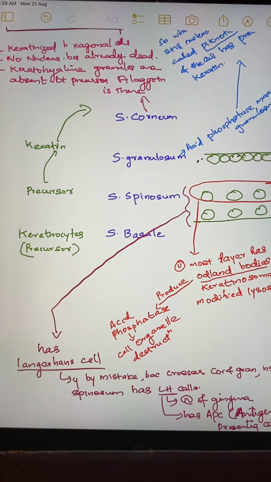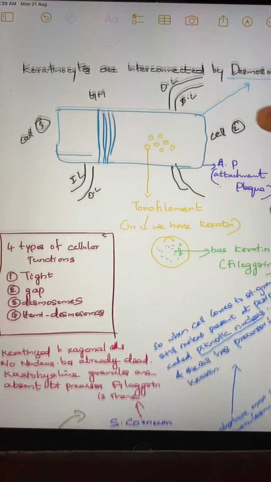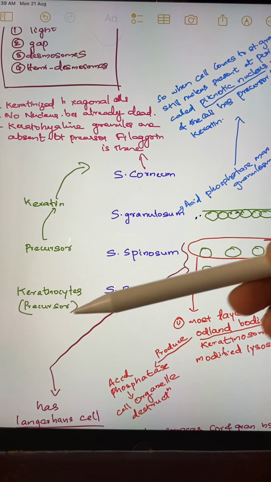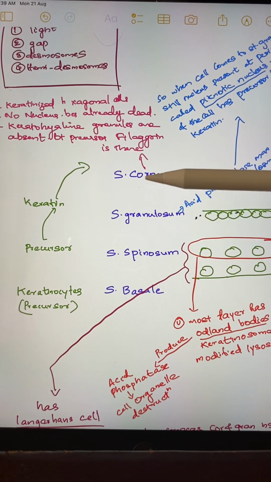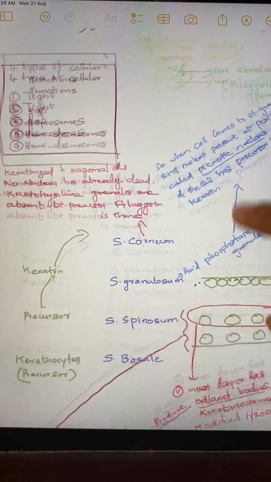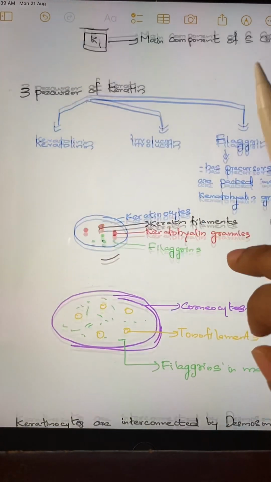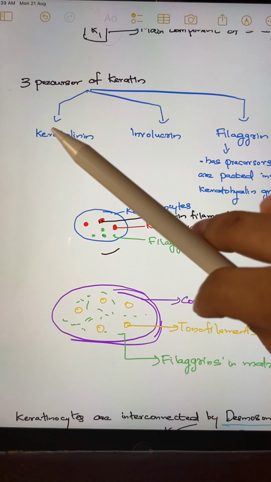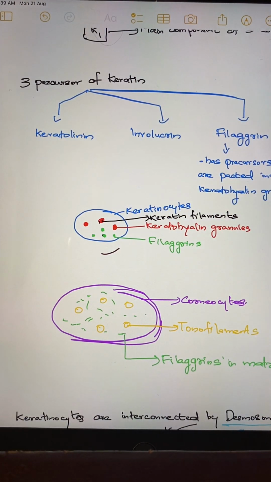And then one more thing is that these keratinocytes have precursors. So when they go to each layer, it is not present directly as a keratinocyte. It has the precursor. So what is the precursor? There are three precursors of keratin. They are keratolinin, involucrin, and filaggrin.